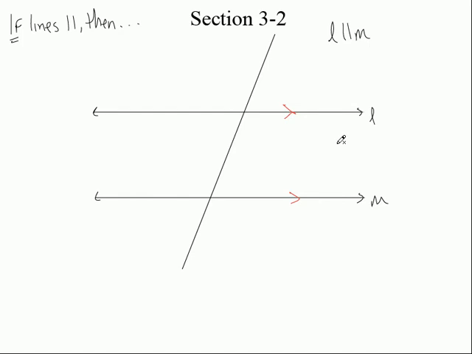So if you take a look at this, are the lines parallel? Yes, they are. How do you know? Because of the arrows right there, or because of this thing right here, right? Either one. I've got 2 different ways to show that these lines are parallel. So all these statements that we're going to do today start off with this. If the lines are parallel, then blank, blank, blank.